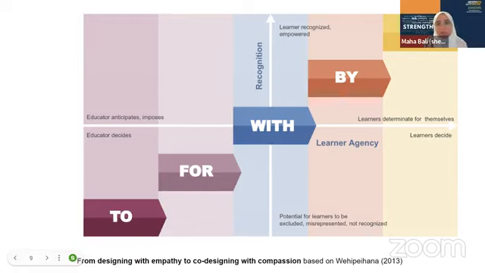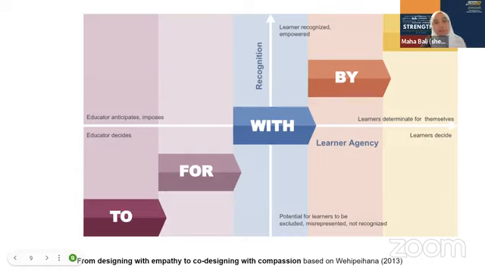And then when you move towards the middle of that diagram, the blue one in the middle, it says with. And this has more recognition and more learner agency, because the learners and the educator work together to design the learning experience. But when the educator is there with the learner, designing it with them, a lot of times the educator still decides what that's going to look like. And I'm going to give you an example that maybe will resonate a lot with parents.